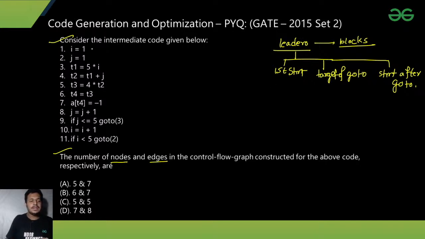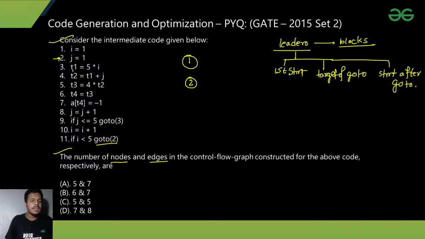So the first statement, statement 1, is going to be our first node itself. From there you can see node 2 is basically a target of a go to. Node 2 is basically a target of a go to, right? So node 2 will be another node.